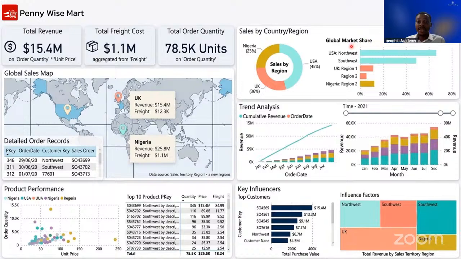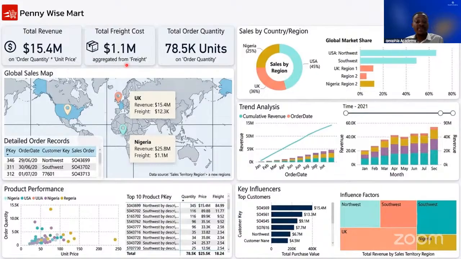And now we take a closer look at the global market share. We can see the breakdown from the United States: Northwest, Southwest. From the United Kingdom, we can see region 1, region 2. From Nigeria, we can see region 2. We can see all of this information being represented in a very beautiful way. This is what data visualization means. And then we come back to the top, where we see the total revenue, about $15.4 million.